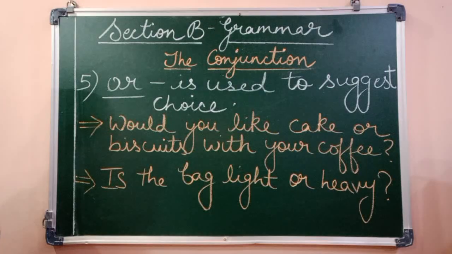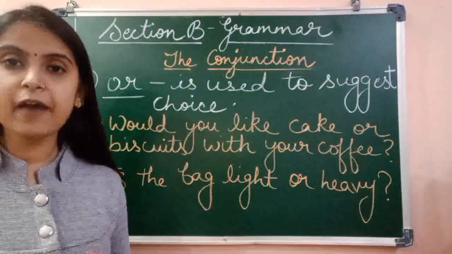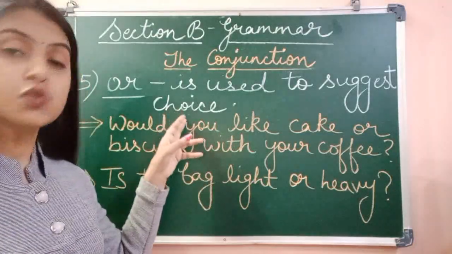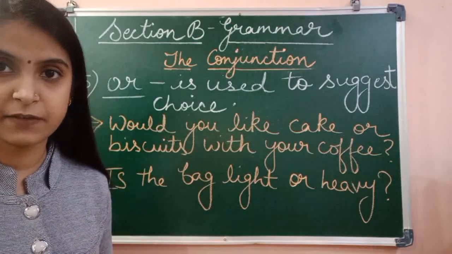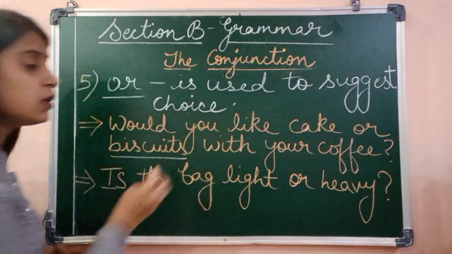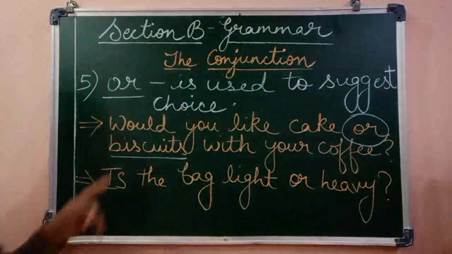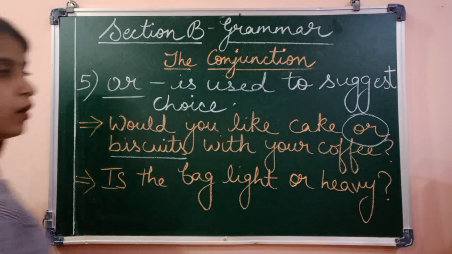Right? The next conjunction is or. Children, we use or when we have choices. Okay. So or is basically used to suggest choice. Right? You can say it is used before an alternative. For example, would you like cake or biscuits with your coffee? So biscuits is an alternative. So before this we have used or. Right? There is choice between cake or biscuits. So whenever we have to suggest choice, we use or.